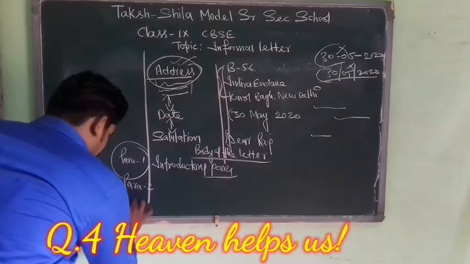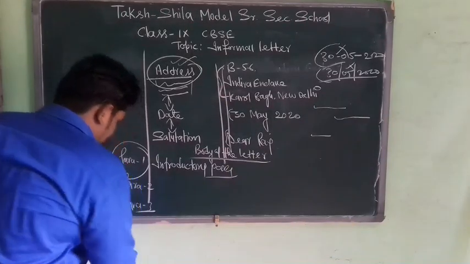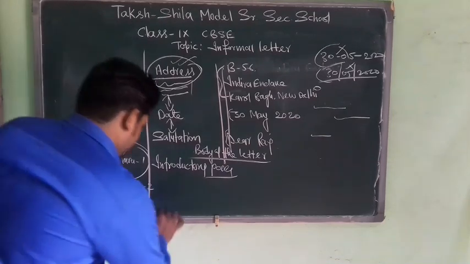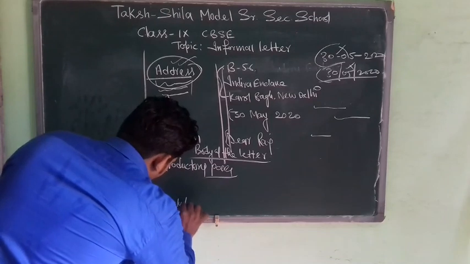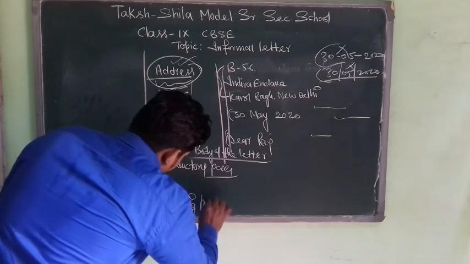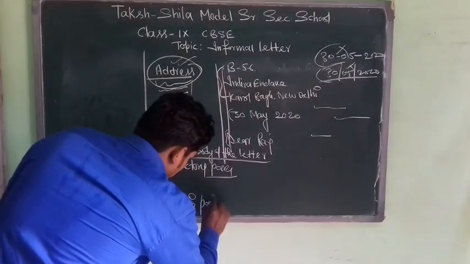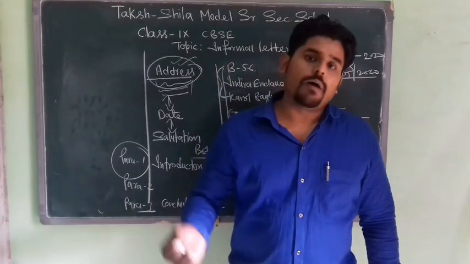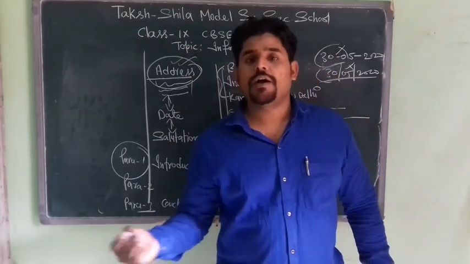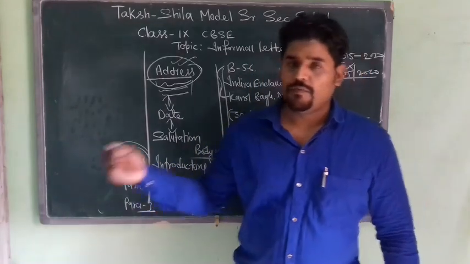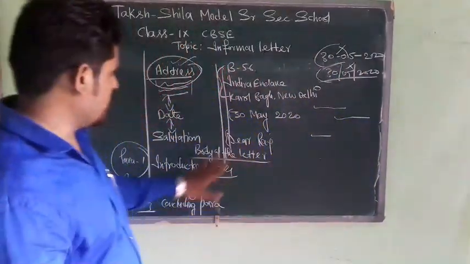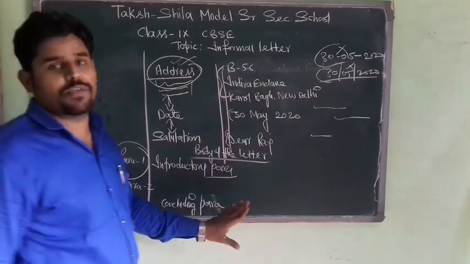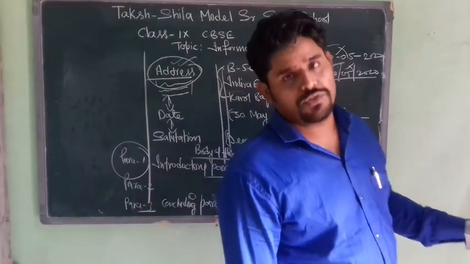Then there comes paragraph number 3. Paragraph number 3 is the concluding paragraph. What kind of paragraph? Concluding paragraph. In the concluding para, you need to conclude or sum up your letter. You just need to tell the reason why you have written the letter to your friend or your relative, your mother, your father, your brother, right? You just need to summarize the things which you have mentioned in the body of the letter. Just take a brief summary, consisting of only 2 or 3 lines, right?